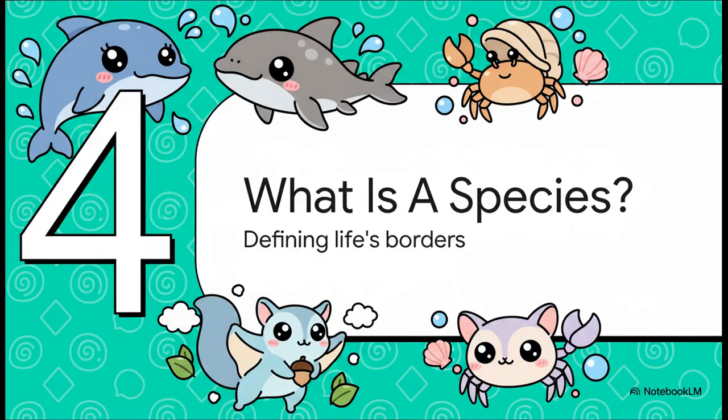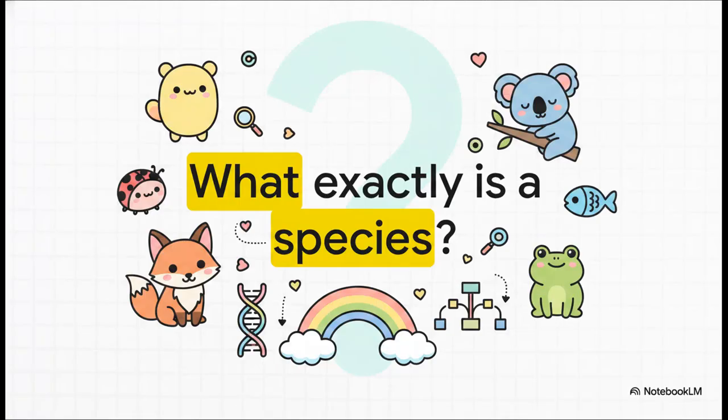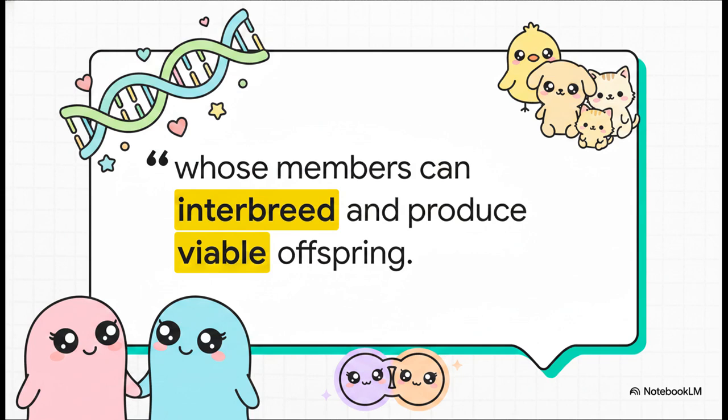Section 4. What is a species? If looks can be so deceiving, it begs a pretty fundamental question. How do scientists definitively draw the line between one animal and another? Where does one species end and another begin? Biologically speaking, it all comes down to reproduction. The standard definition is that a species is a population whose members can interbreed and successfully produce viable offspring.